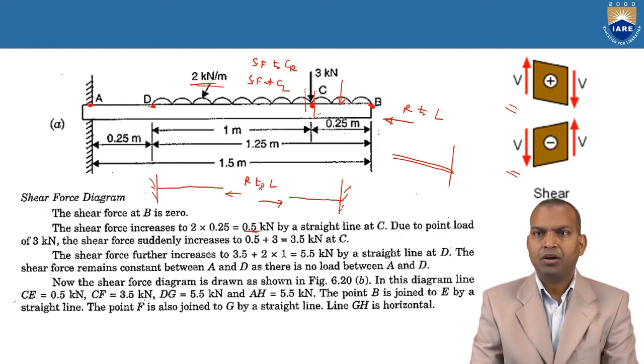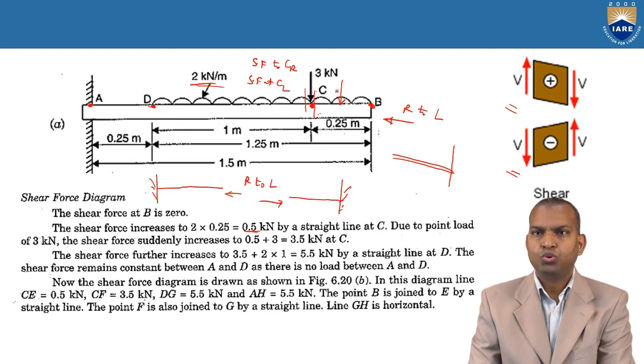Now if we consider the 0.25 distance, 2 into 0.25, that is 0.5 kilonewtons, and it acts in the middle of this. That means at a distance of 0.25 by 2. This is 0.5 kilonewtons acting.